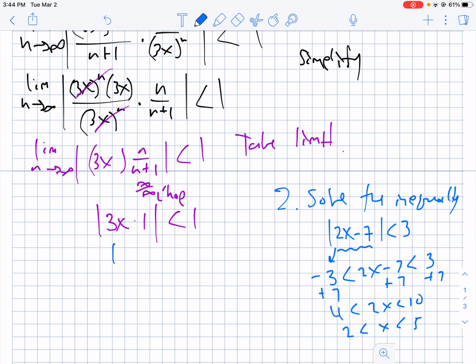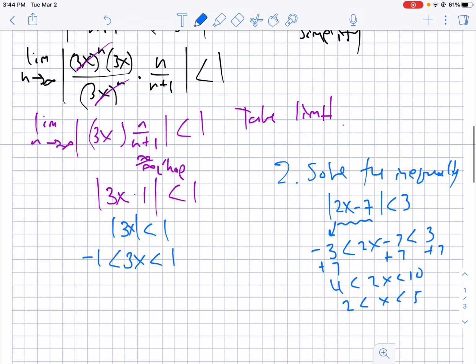So in this case, I just have the inequality |3x| is less than 1. So if my absolute value is less than 1, I'm always just going to sandwich it between -1 and 1. So that's what that's going to look like. And then I'll divide like this, and then that's going to give me the basics of my interval.